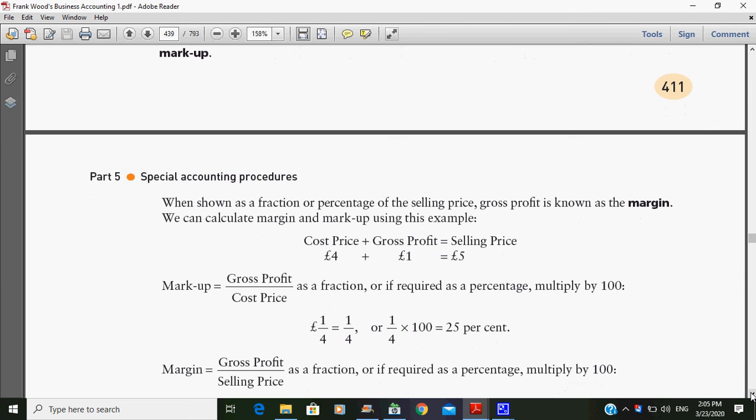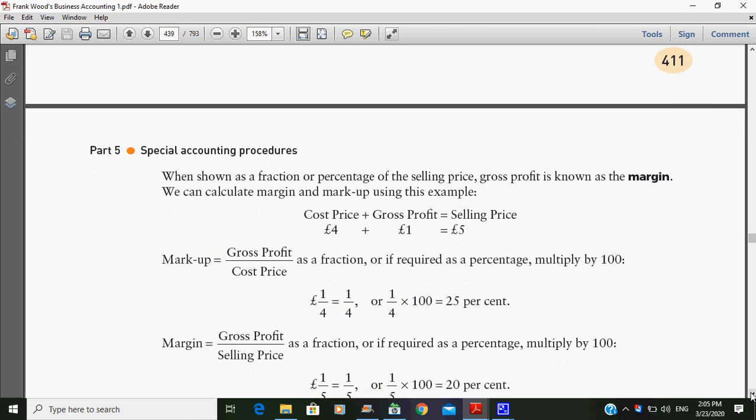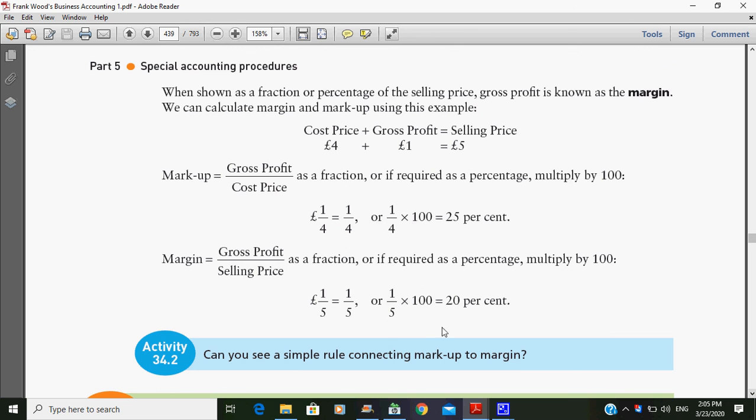Alright? Then margin, gross profit over selling price, 1 over 5, that will be equal to what? 20%. So that's where we get it from. So when you see anything markup or margin 20%, you know how we got it. All right.